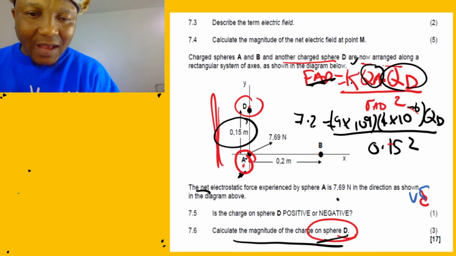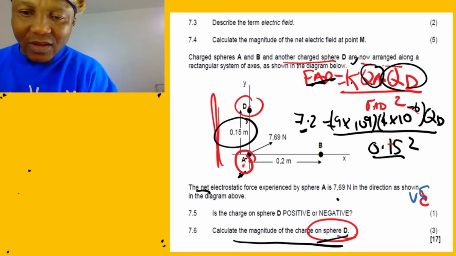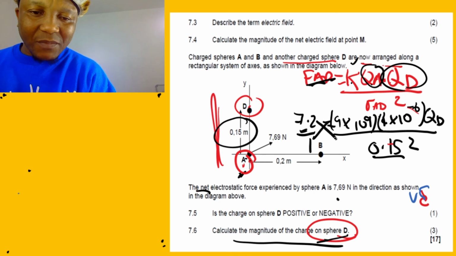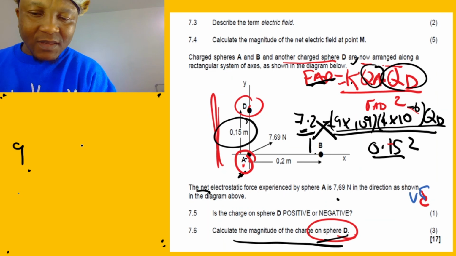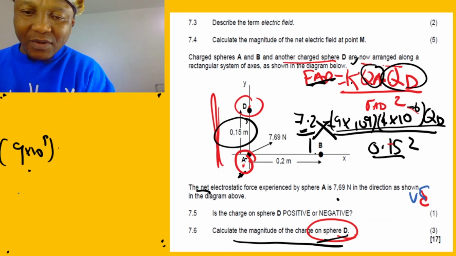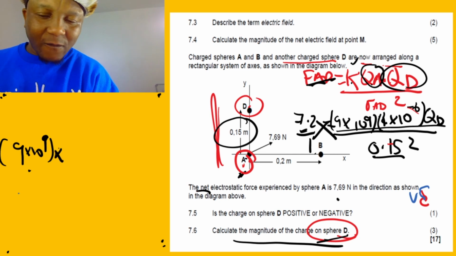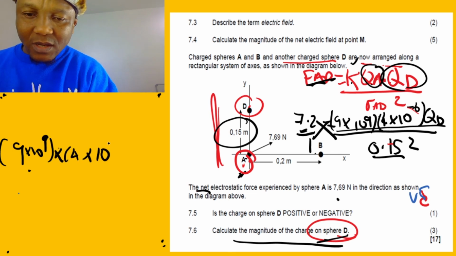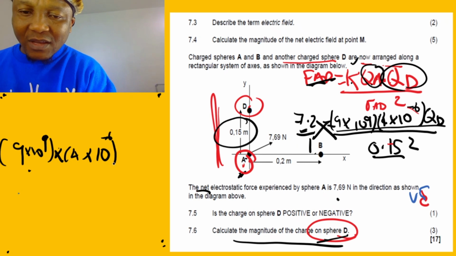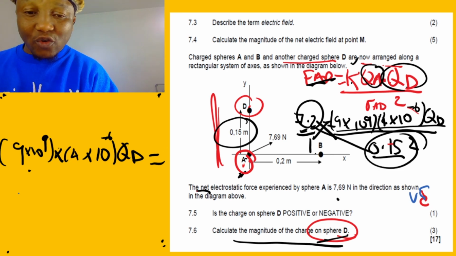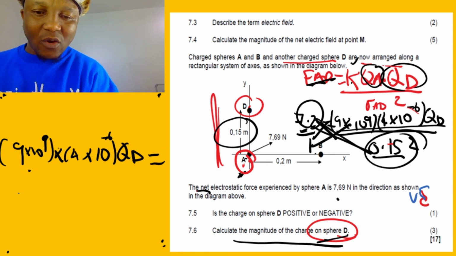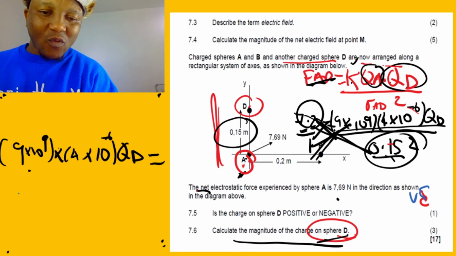So now I'm going to say 7.2 times that. So I can cross multiply. I can say this over 1, cross multiplication. So it's going to be 1 times all this stuff. It's going to be 9 times 10 power 9 times 4 times 10 power negative 6. The charge of D we're looking for equals 7.2 times 0.15, because we cross multiply this with that, and this equals that one was 1 times all of this.